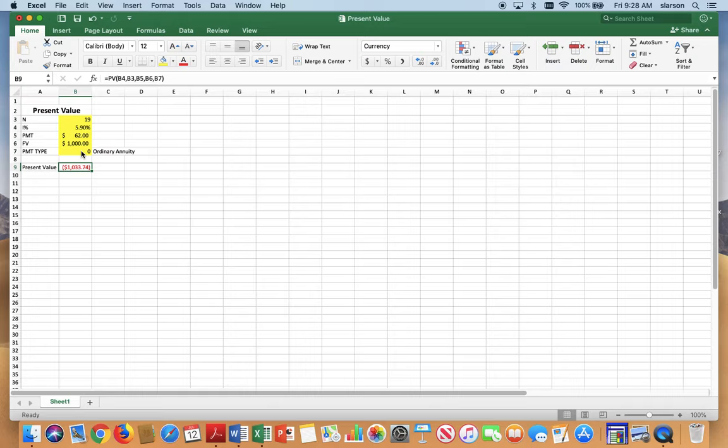$1,033.74. If you want your value to come out as a positive number, you could just put in a negative in front of the PV. See right there, I put in a negative right in front of the PV.